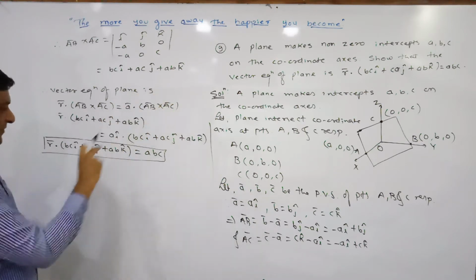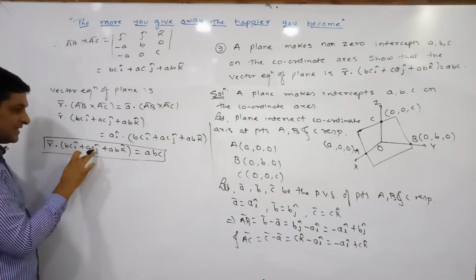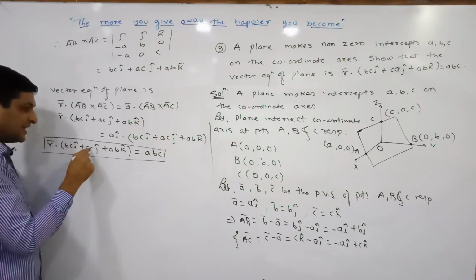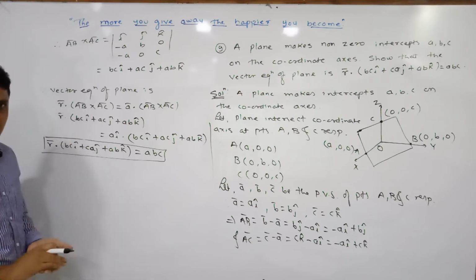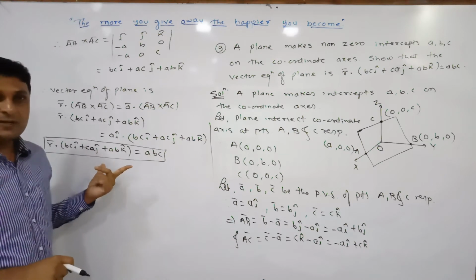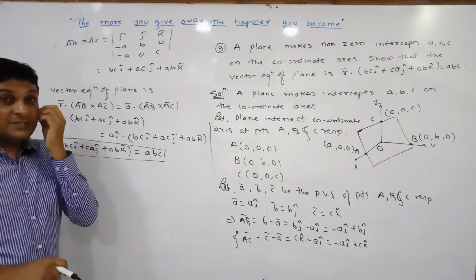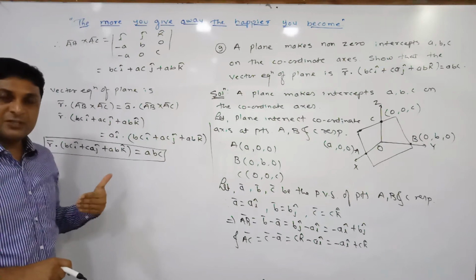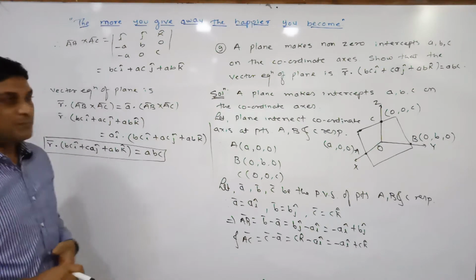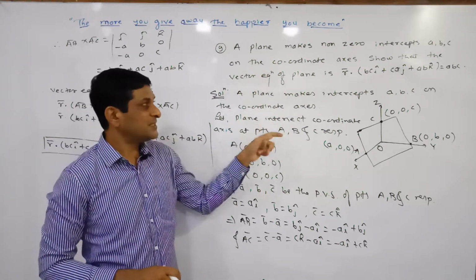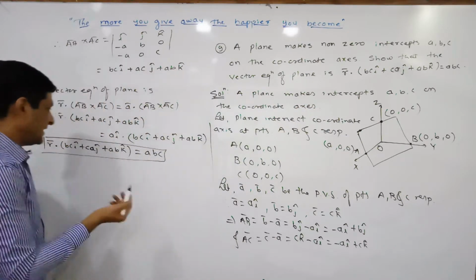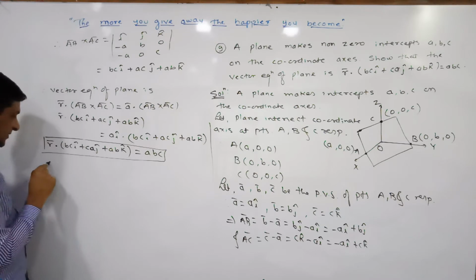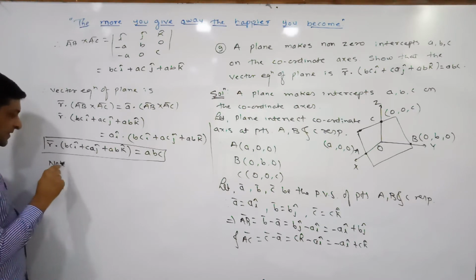Here, instead of AC it can be written as CA also, because multiplication of two numbers is commutative. Now in this way we have got the vector equation. This is also called the vector equation in intercept form, because A, B, C are nothing but the intercepts made by the plane on the coordinate axes. So here the example is finished. So write it down as a note.